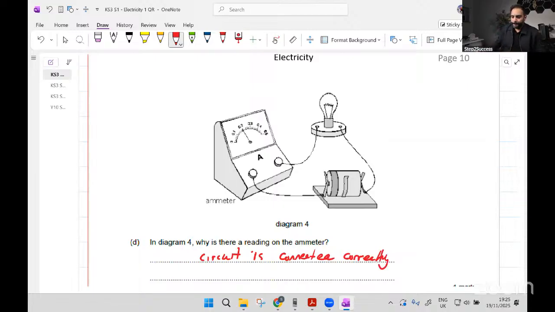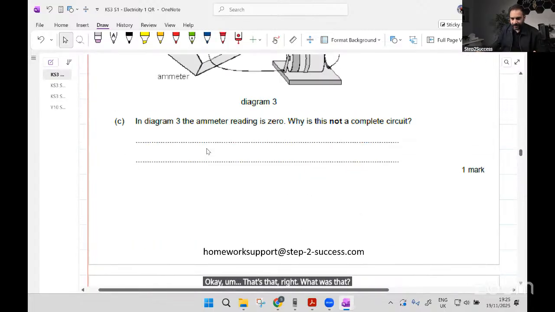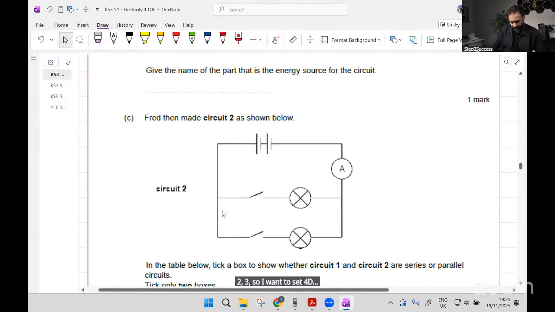Okay, that's right. What was that? 2, 3. Someone has said 4D. Let's see what 4D says.